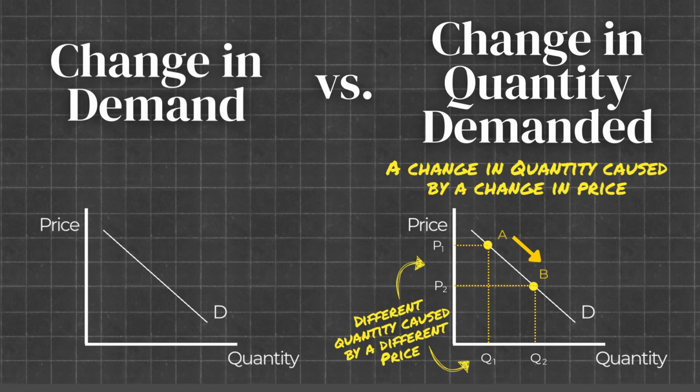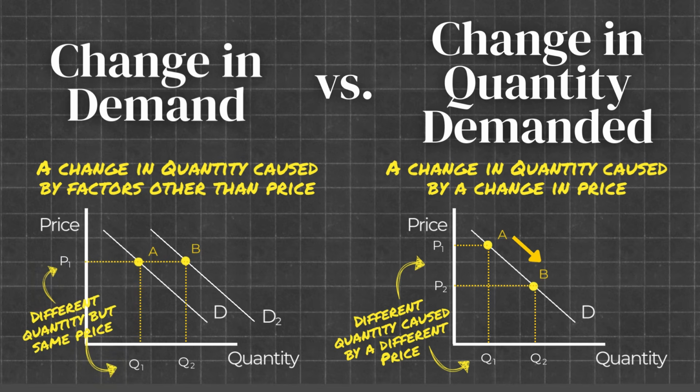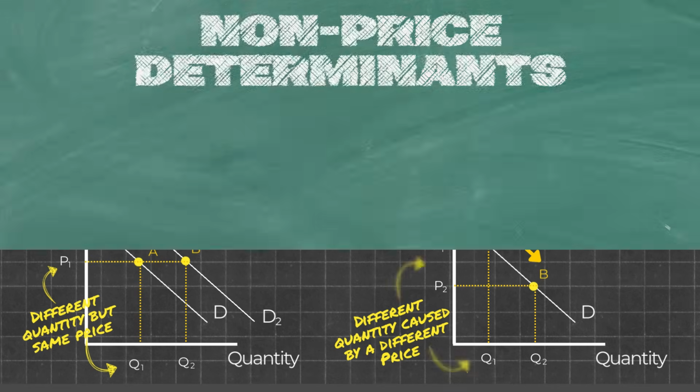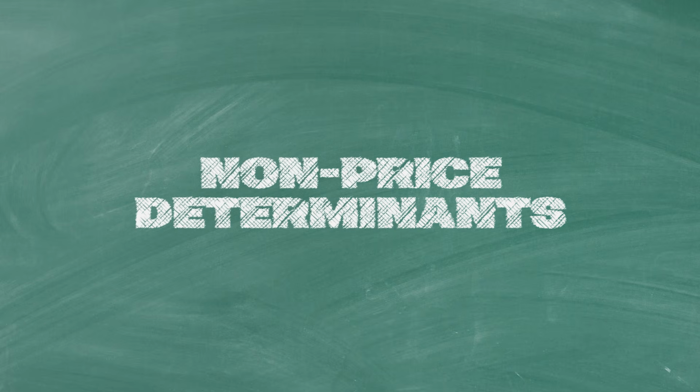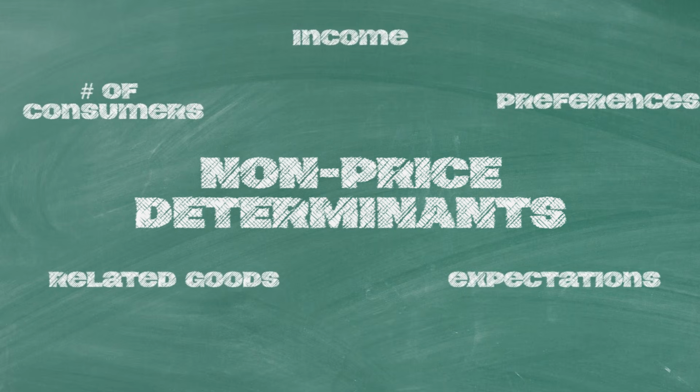When someone says a change in demand, they are talking about a change in quantity caused by factors other than the price. This will shift the entire demand curve, because now we are talking about a different quantity at the same price. For that, we need to draw a completely new line. The factors that shift the demand curve are called non-price determinants. So, what are some factors that would make you buy more or less things other than just the price?